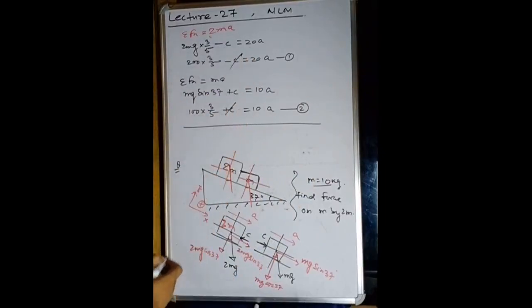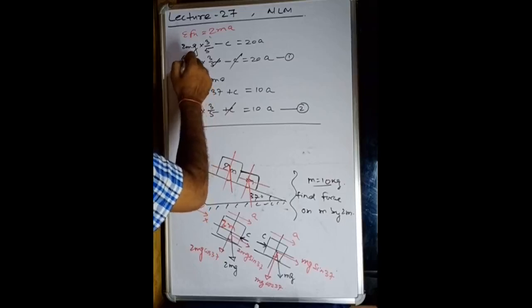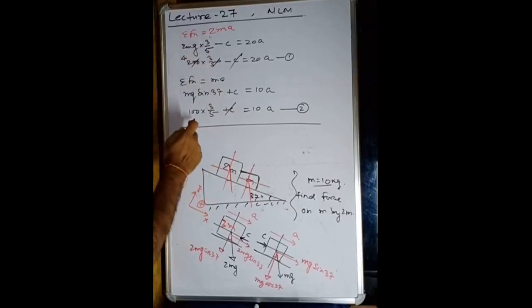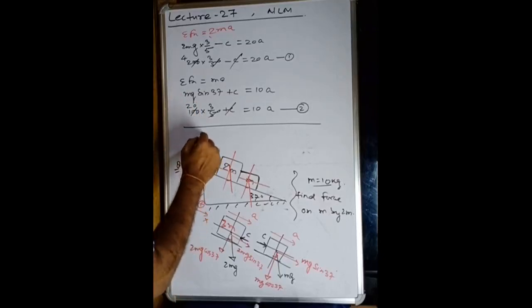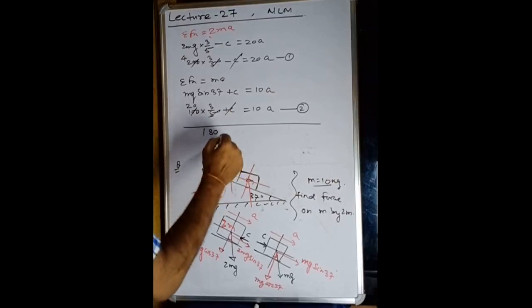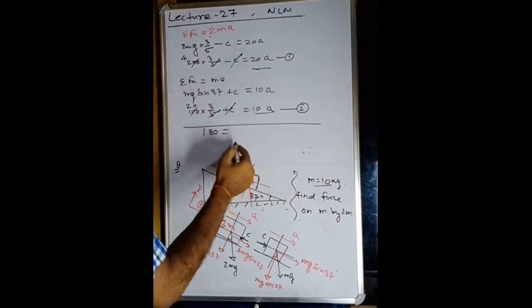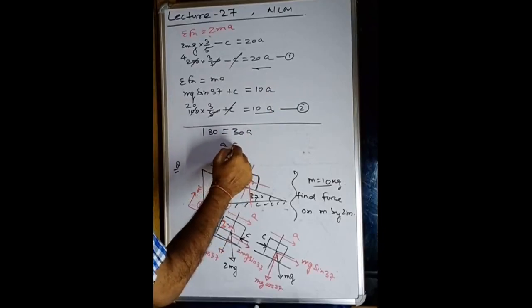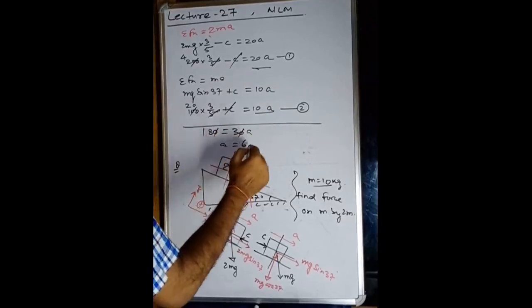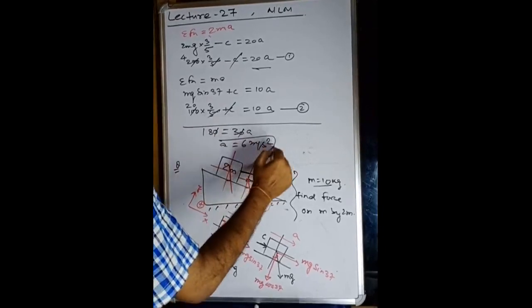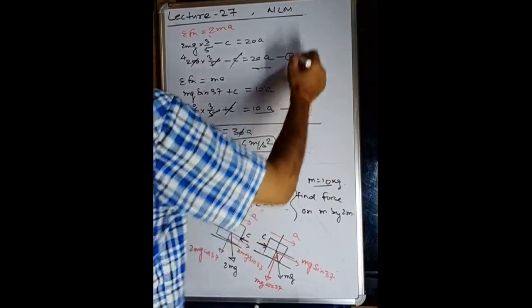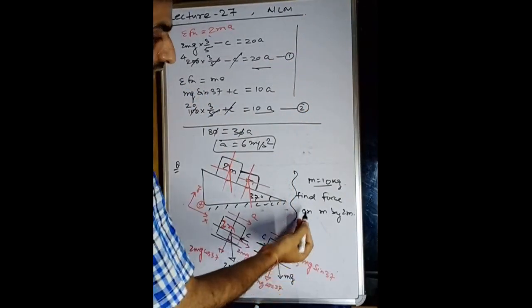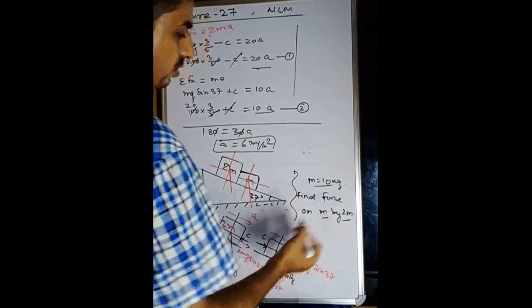You will get here 120 and here 60. So 180 equals 20 plus 10, 30a. So it is 6 meter per second square. This is the acceleration of the system. Now the value of C you can find from here. C is nothing but the force by m on 2m.